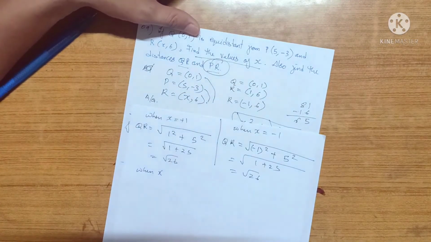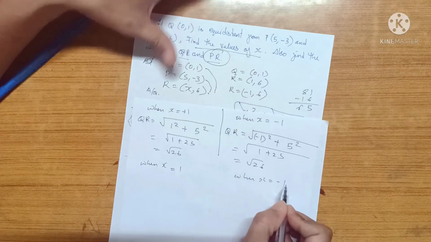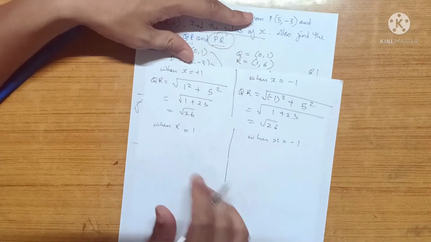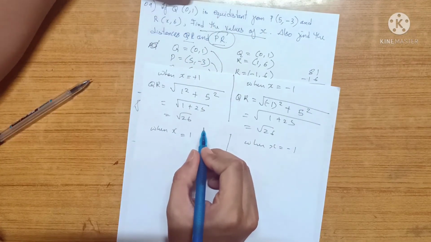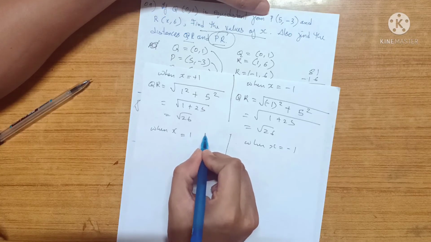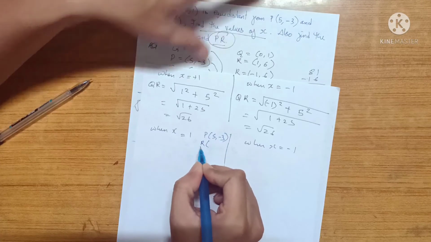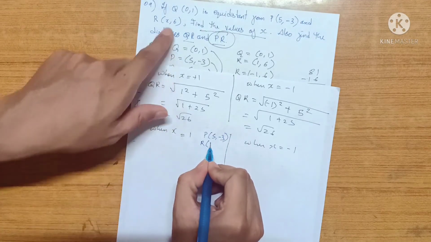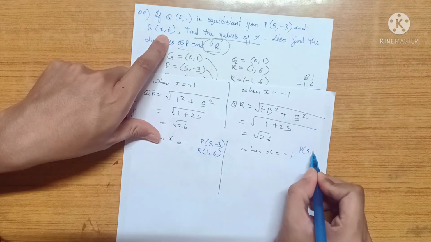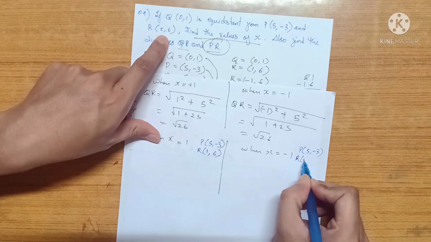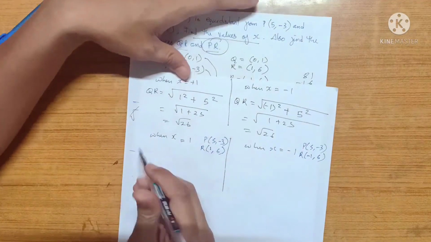Now we are going to do it for PR, okay? When x equal to 1, when x equal to minus 1. So I'll just write here. Since we are going to do it for PR, let's write P first. So P is 5 minus 3, and then R is, in this case, since I'm taking positive 1, 1, 6, right? Here P is same, 5 minus 3, but in this case R is, we're taking negative 1, minus 1, 6. So let's apply the formula.